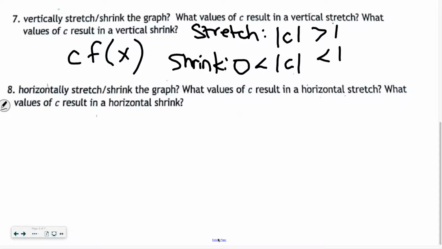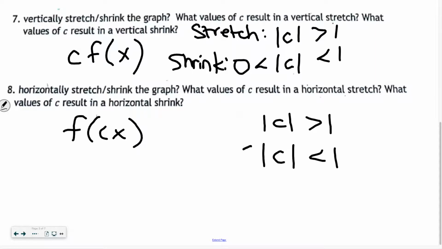Horizontal shrink and stretch works a lot like vertical, but instead of changing the y, we want to change the x's to horizontally stretch and shrink graphs. So we want to multiply our scalar inside with x, not the y on the outside. So that function notation is going to look like f of cx. It's going to have a similar set of rules in that you'll have a shrink or a stretch for those same intervals. C is greater than 1 or C is between 0 and 1.